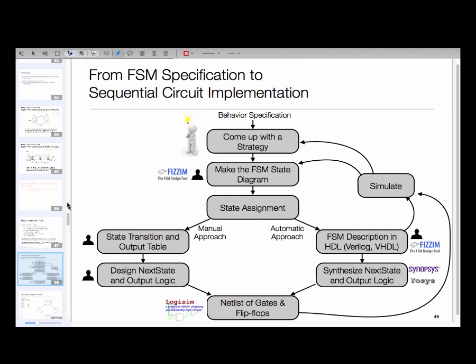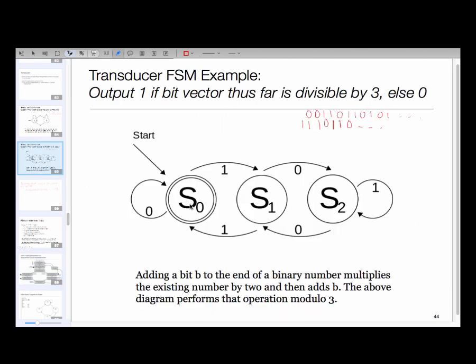Then recall, I just gave states names, S0, S1, S2. But states ultimately are bits in a bunch of flip-flops. In this example, what is the minimum number of bits I need for the state? 2 at least, because I have 3 states, I need 2 bits. But I could have more.